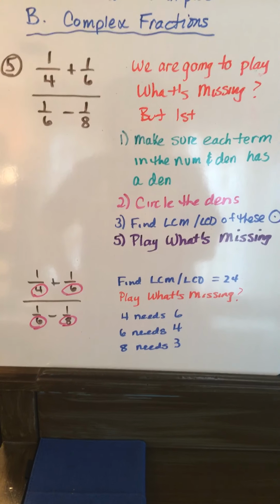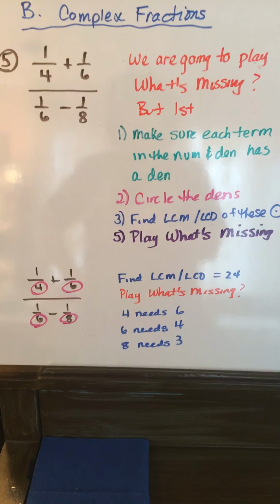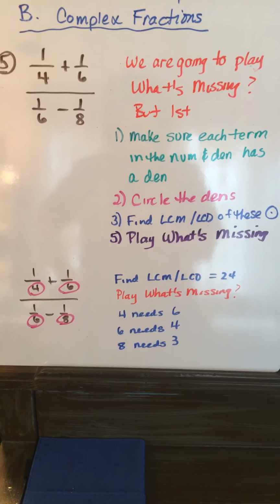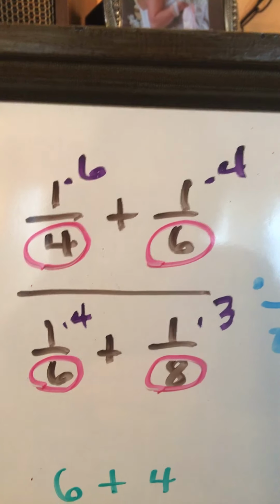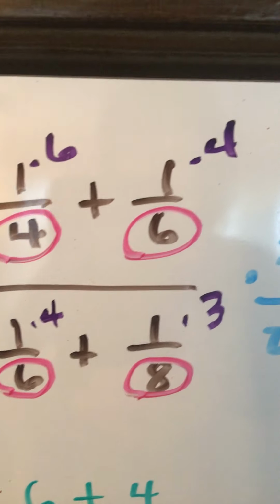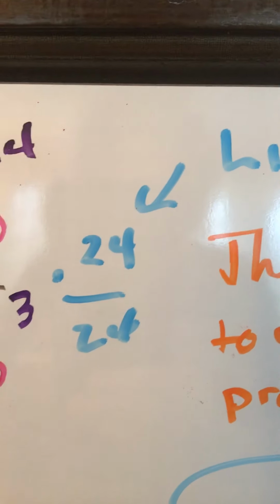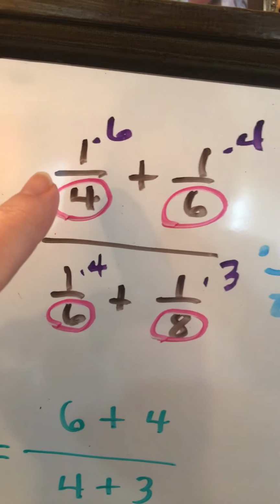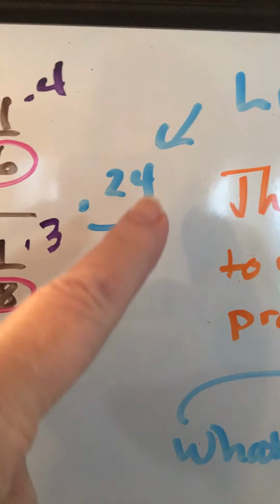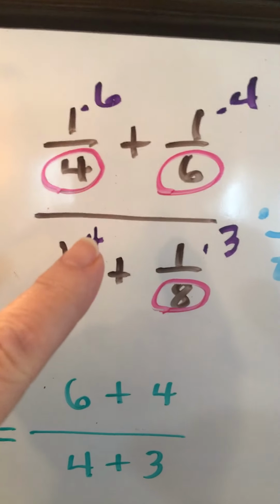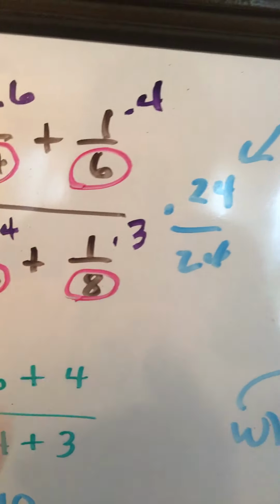When you've played what's missing earlier, which we're used to doing with numbers, when we're doing fractions and equations, the 4 needs the 6, the 6 needs the 4, and the 8 needs the 3. So you're going to give the 4 a 6, the 6 a 4, and the 8 a 3. Now, all textbooks will tell you that you're supposed to multiply by 24 over 24, and then multiply and cancel and get the 6, multiply and cancel and get the 4, multiply and cancel and get the 4, multiply and cancel and get the 3.